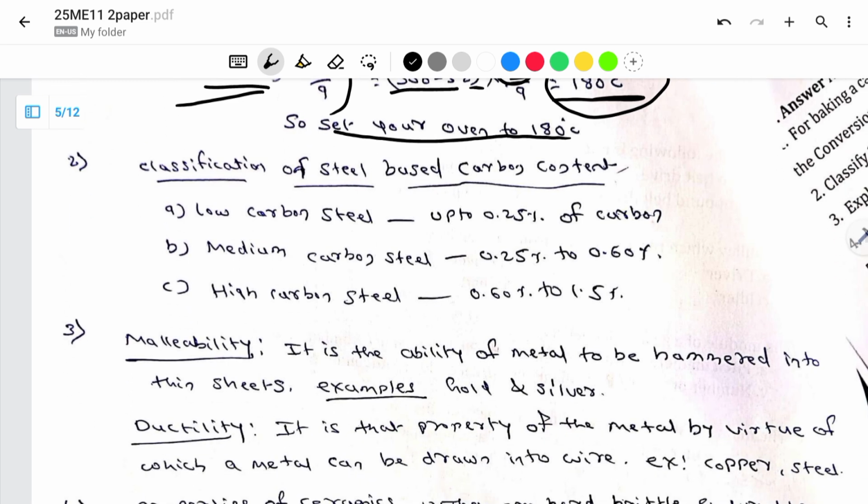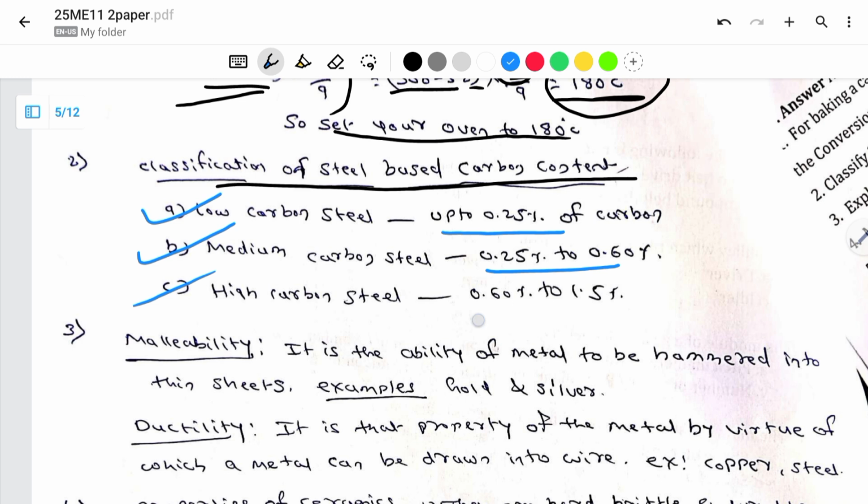Next, classification of steel based on carbon content. Here you can classify it into 3 categories: low carbon steel, medium carbon steel, and high carbon steel. When the carbon is in the range of 0.1 to 0.25%, it is called low carbon. If it is in this range, it is called medium carbon, and in this range, it is called high carbon. As carbon increases, hardness also increases.